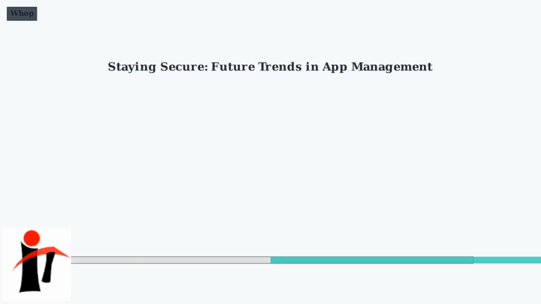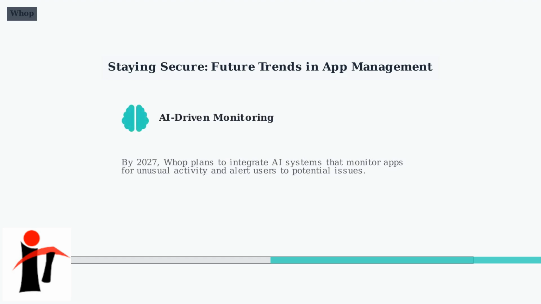The future of app management on platforms like Whop emphasizes security and user control. As technology evolves, expect significant advancements in how communities manage and protect their apps. One key trend is AI-driven monitoring. By 2027, Whop plans to integrate artificial intelligence systems that constantly monitor apps for unusual activity. These systems will alert users to potential security risks, such as data leaks or unauthorized access, before they become major problems.